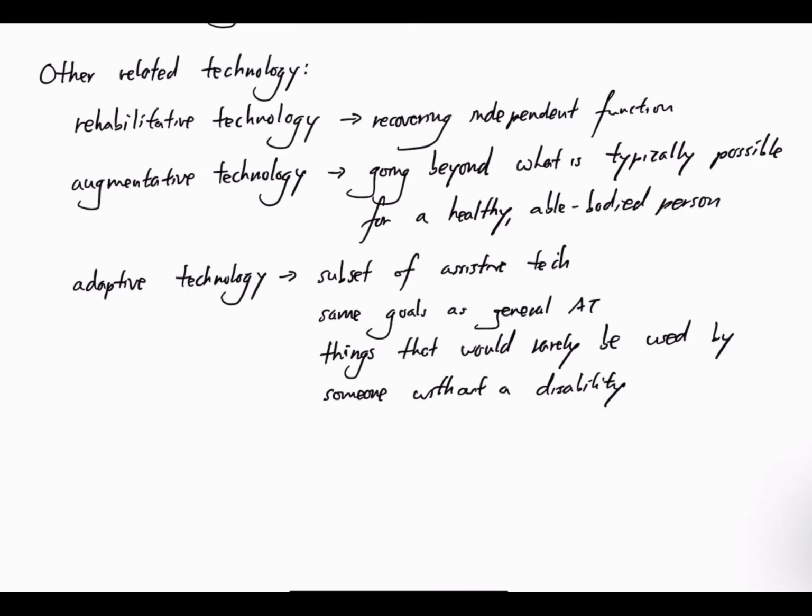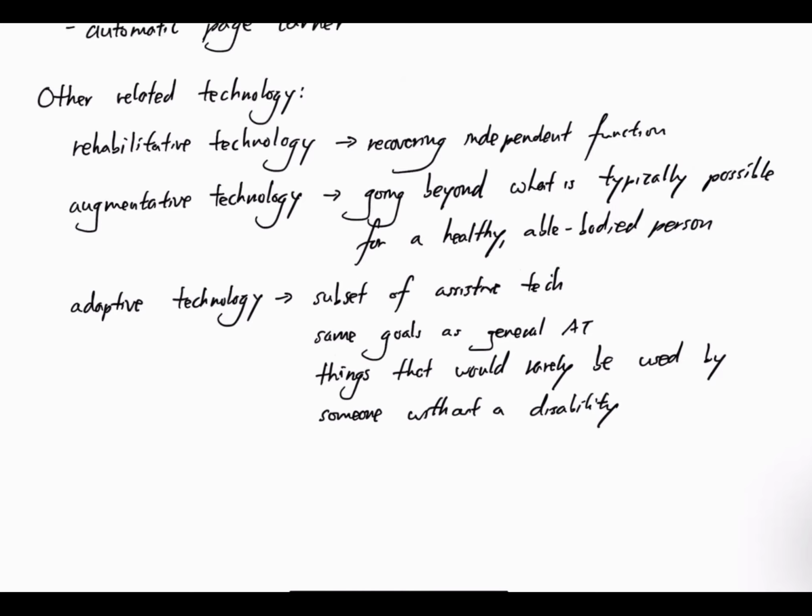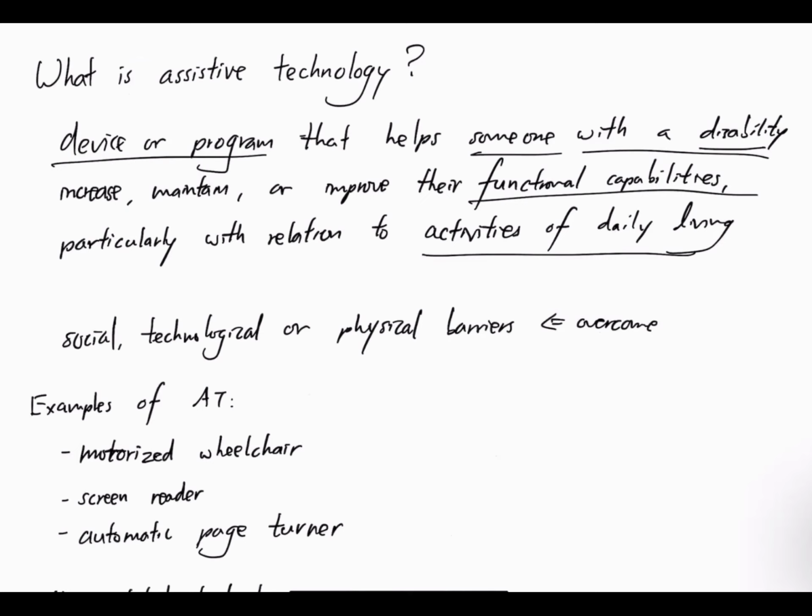Given this kind of background for what assistive technology is, we're going to go into a little bit more detail in a future video about what disability is. We'll talk about models of disability. We'll talk about examples of activities of daily living. We'll talk about devices that can affect functional capabilities for these people. And we'll talk through a couple of examples of different kinds of assistive technology and how they might look through different lenses of disability.